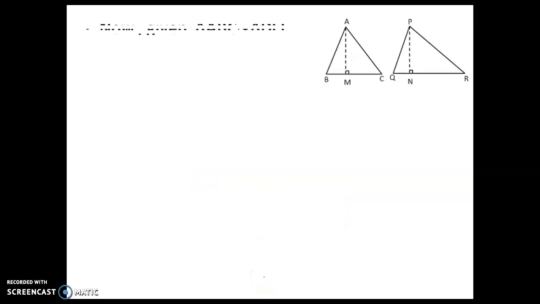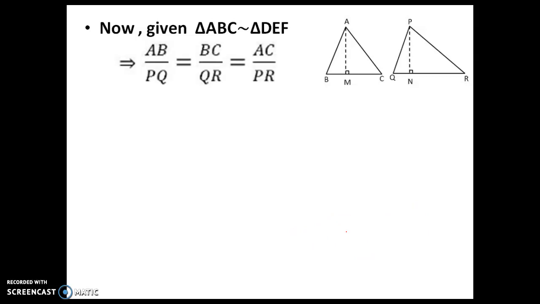Then in next slide. Now given ABC is similar to DEF triangle. Okay. These two triangles are already, we know that they are similar. So their sides will be proportional. So AB by PQ equal to BC by QR equal to AC by PR, because this triangle is already given, it is similar, that's why the sides are proportional.